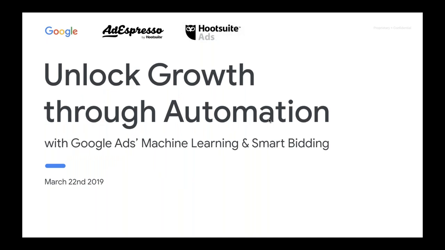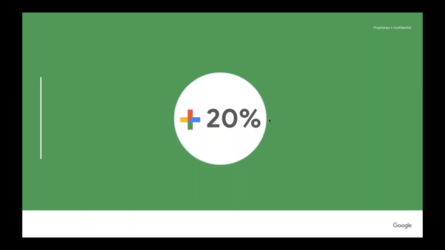The reality is we're going to discover how each of you can unlock growth for your own business through automation, leveraging Google Ads, machine learning, and smart bidding. So stay with us till the end of the session, as I'm going to tell you how you could increase conversions by as much as 20%. So I guess I got your attention now. Let's do the introduction first.